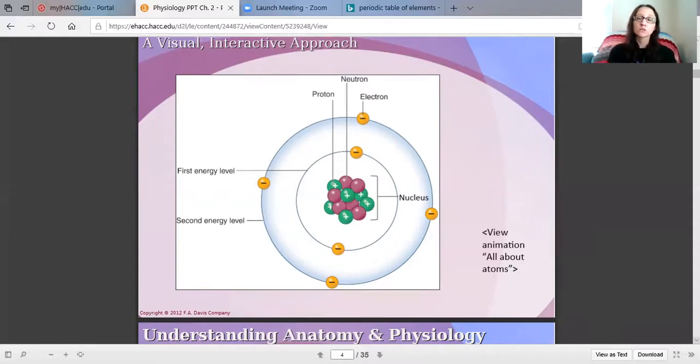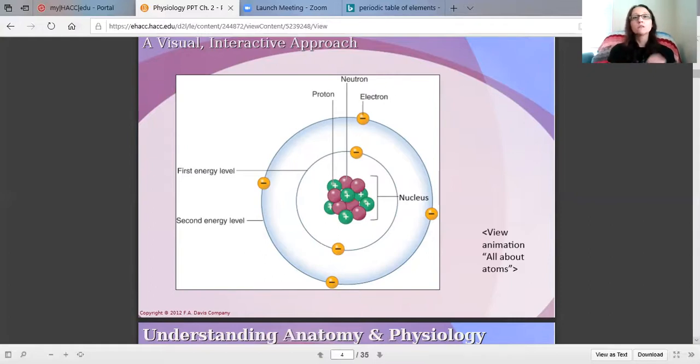Now, electrons are so small that we do not count them in the atomic weight or atomic mass, because first of all, we don't even know really where they are, because they whiz around the nucleus so fast that we can't ever see them. We can only ever see where they've been, not where they are. So they're so small and have such little mass that they don't count towards the total.